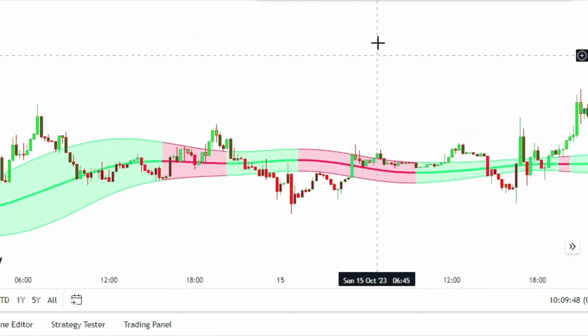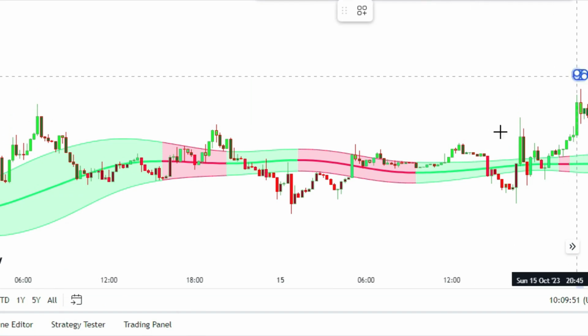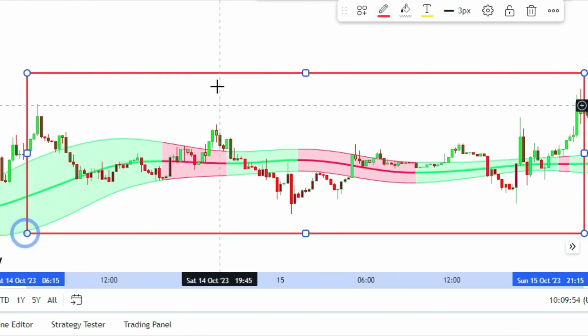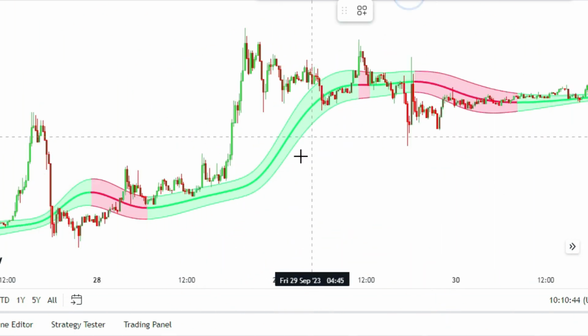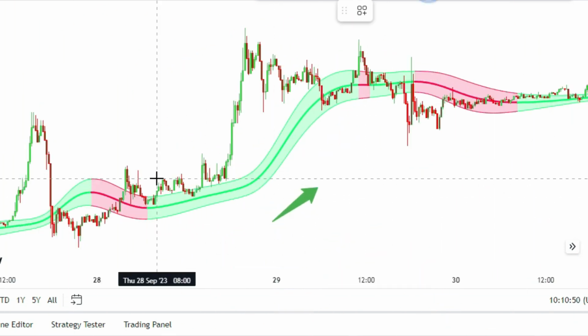But wait a minute, don't rush into trades just yet. You see, this indicator is not perfect. It has some flaws that you need to be aware of. It can get confused when the market is sideways and choppy, and it gives you false signals that go against the trend.